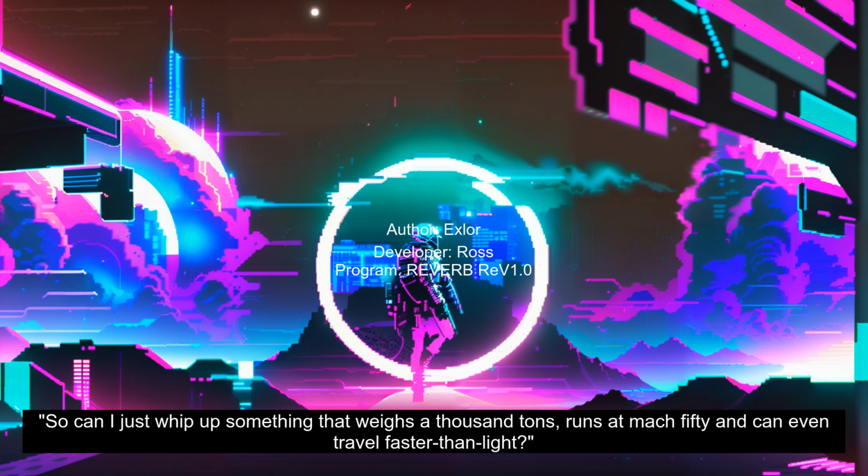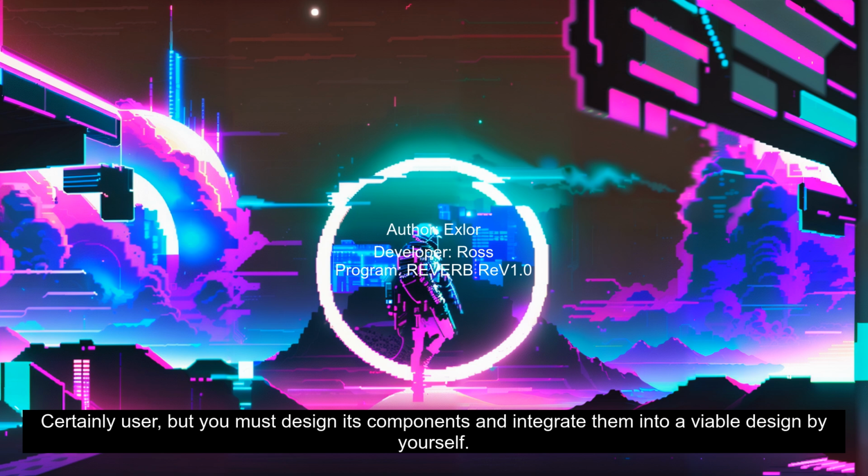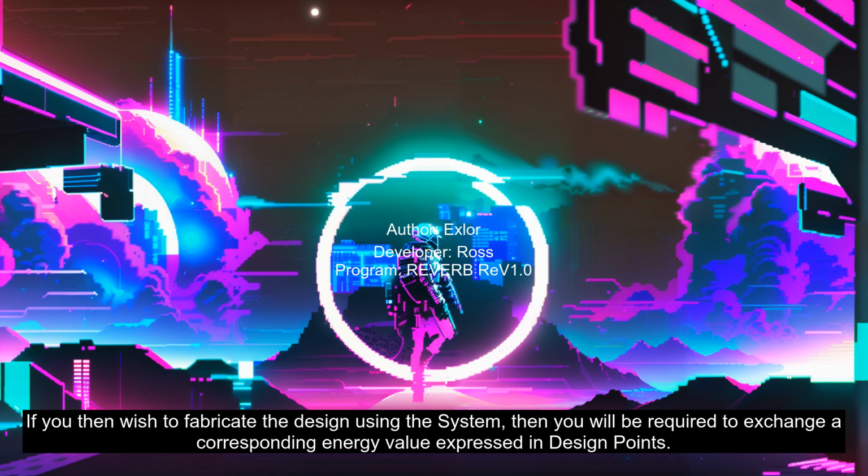Who would believe such shameless boasting? So can I just whip up something that weighs 1,000 tons, runs at Mach 50, and can even travel faster than light? Certainly, user, but you must design its components and integrate them into a viable design by yourself. If you then wish to fabricate the design using the system, then you will be required to exchange a corresponding energy value expressed in design points.